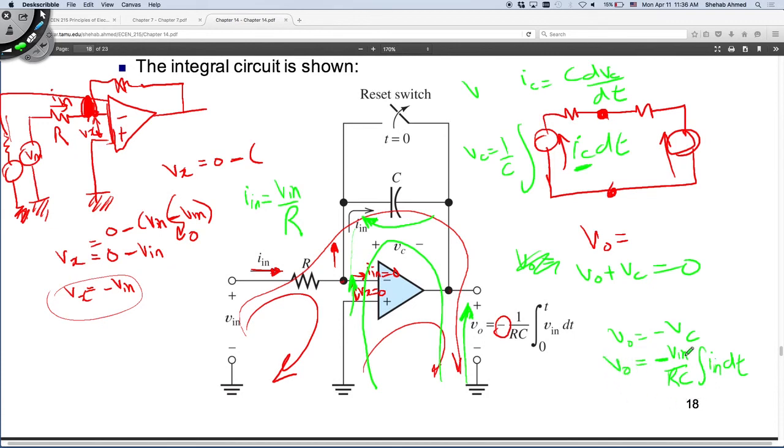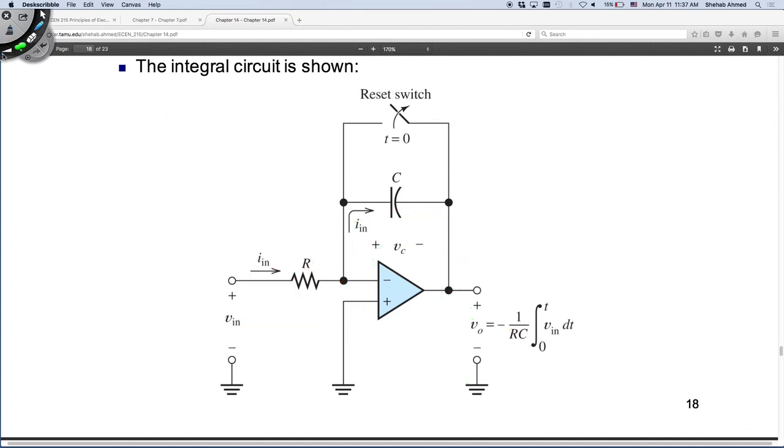So V output over V input is equal to minus 1 over RC integration of... sorry, what did I do? Yeah, sorry. It's I input is V input over R. There's no I anymore, it's the V. Sorry, let me refresh. Guys, come on, quickly. So we have the current here. I input is equal to what?